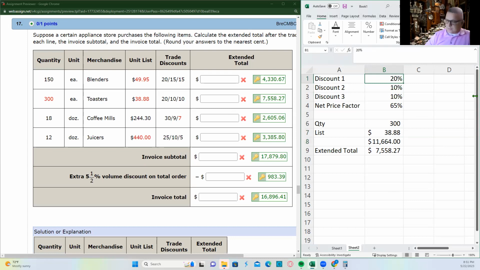Our next one's a 30, a 9, and a 7. Our new quantity is 18. And our new price is $244.30. 2605.06. So we can use the same spreadsheet just to keep recreating this over and over and over again.